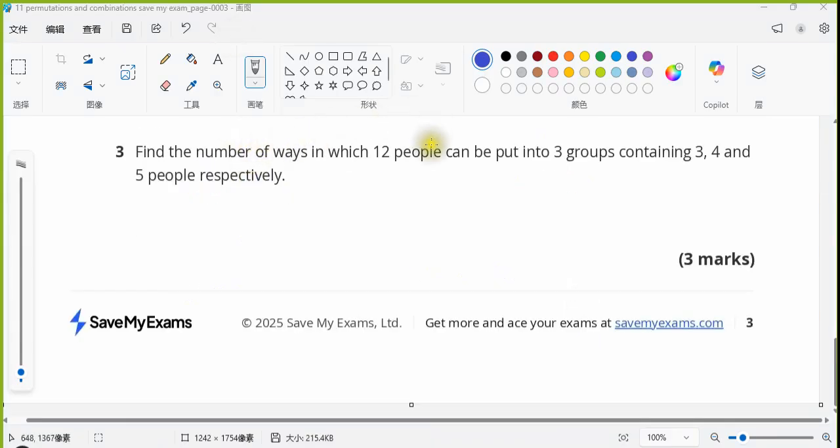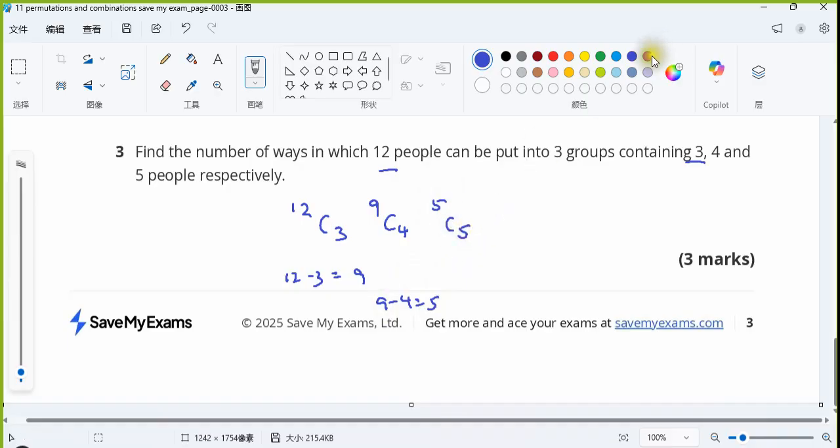Okay. Question number 3. Find the number of ways in which 12 people can be put into 3 groups containing 3, 4, and 5 people respectively. So the first group, we have 3. So out of 12, we choose 3. Then 12 minus 3 is 9. So out of 9, we choose 4. And then for the last one, we have 9 minus 4 is 5. Then 5 choose 5, actually we do not need to write it, it's 1.